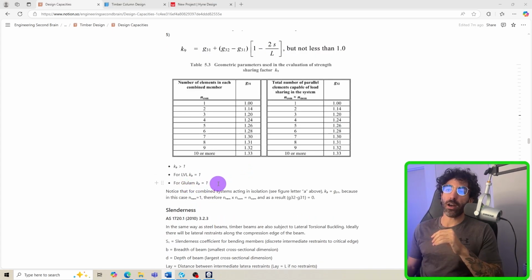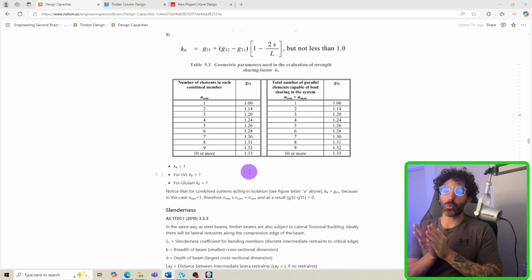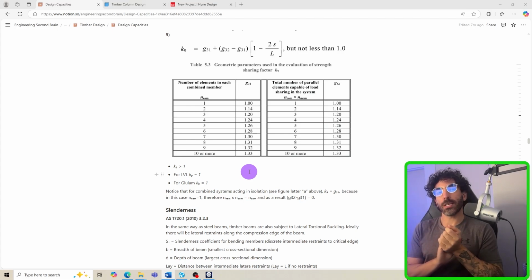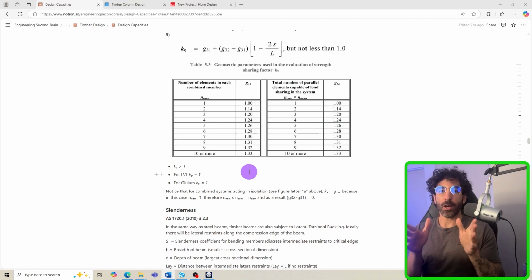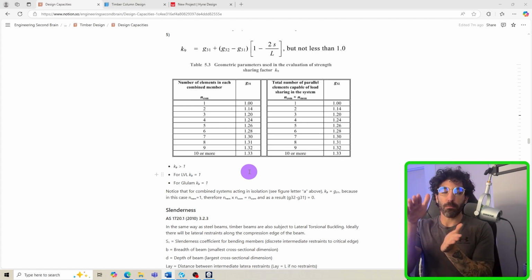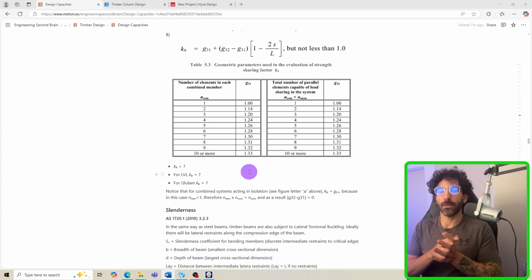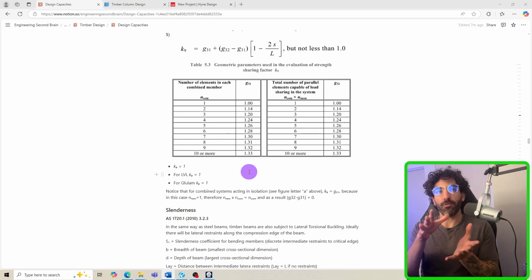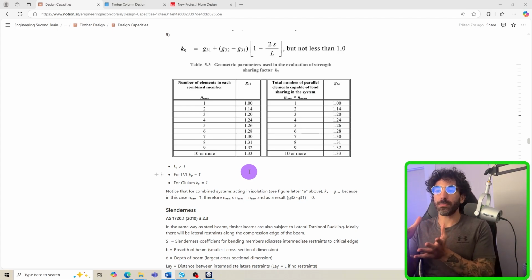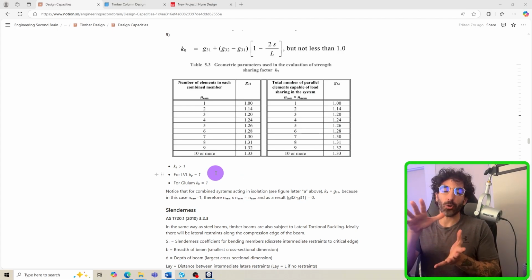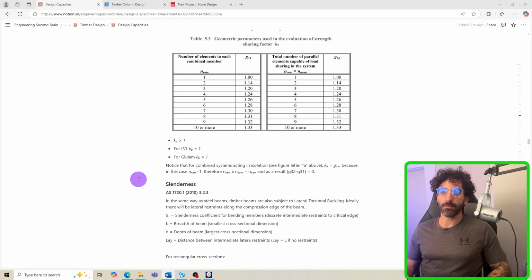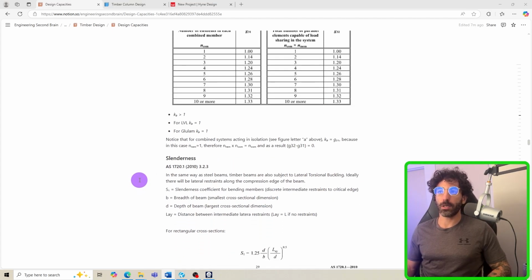For LVL and glulam, K9 equals 1 always, and that's because LVL and glulam are products that are fabricated already from a number of pieces glued together. So the design strength properties for them already reflect some average of the properties of each individual element. Therefore, strength sharing already takes place within these members. So for LVL and glulam, K9 equals 1.